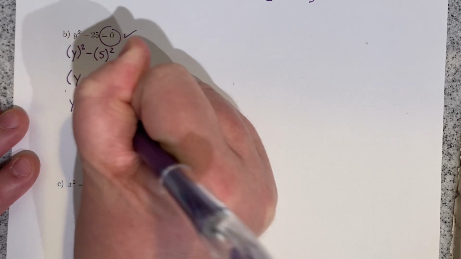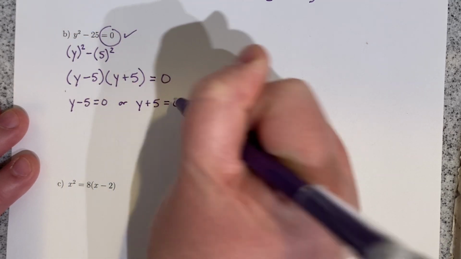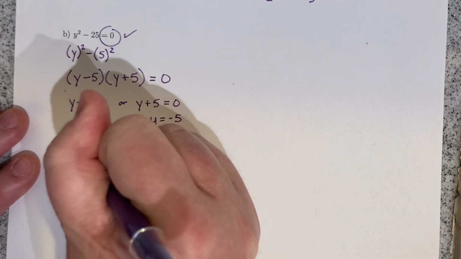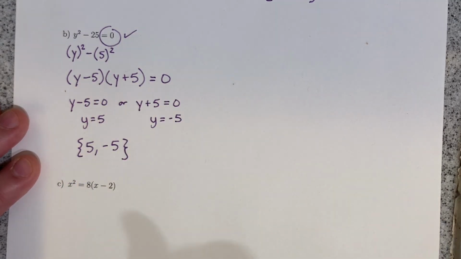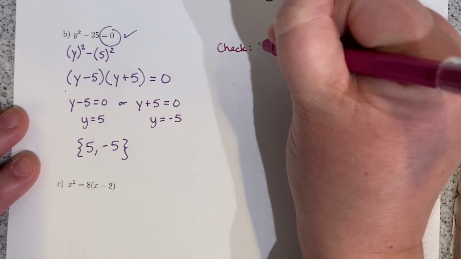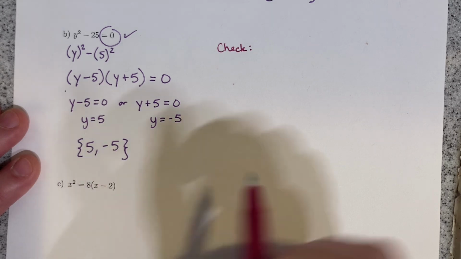But once we have that factoring, we set each factor equal to 0. So either y minus 5 equals 0 or y plus 5 equals 0. So that'd be y equals 5 or y equals negative 5. Those are our 2 solutions. I ran out of room on the previous one, so I didn't check, but we've got room on this one, so let's check our answers. This one's a lot easier to check too. So it's y squared minus 25 equals 0. And these are the 2 y values we found.